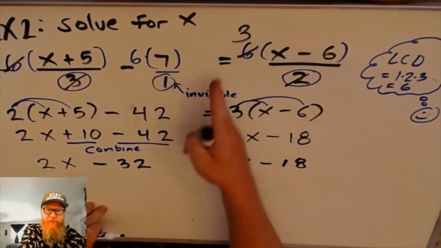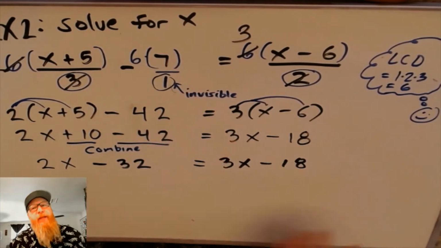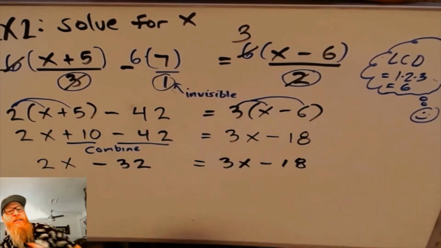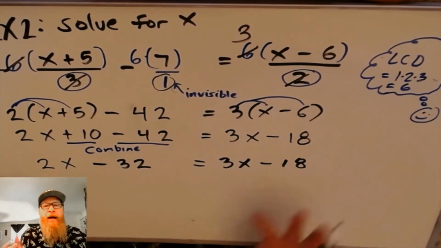Notice how I move directly down. I try to keep my equal signs relatively lined up. I don't get off to the side unless it's absolutely necessary, if I run out of space or something like that. All right, we're almost done.